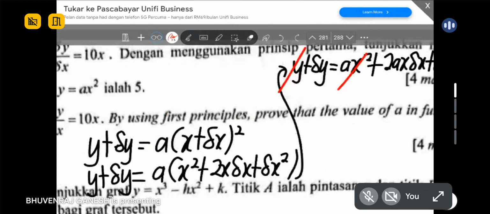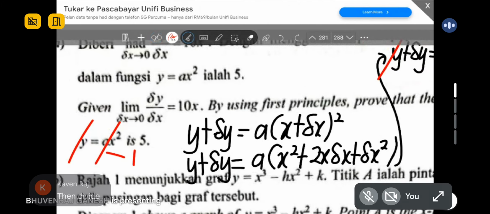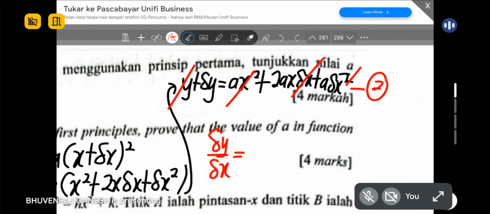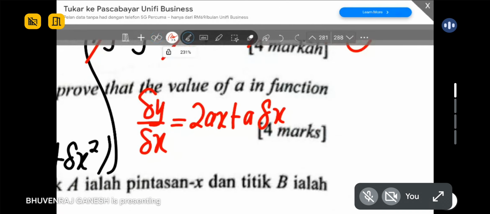This is the first equation. So I take 2 minus 1. That's why I cancel. Okay, 2 minus 1. So then I divide delta x, correct? Okay, so delta y over delta x. If I divide delta x, I will have 2ax plus a delta x, correct? So now what do I do?